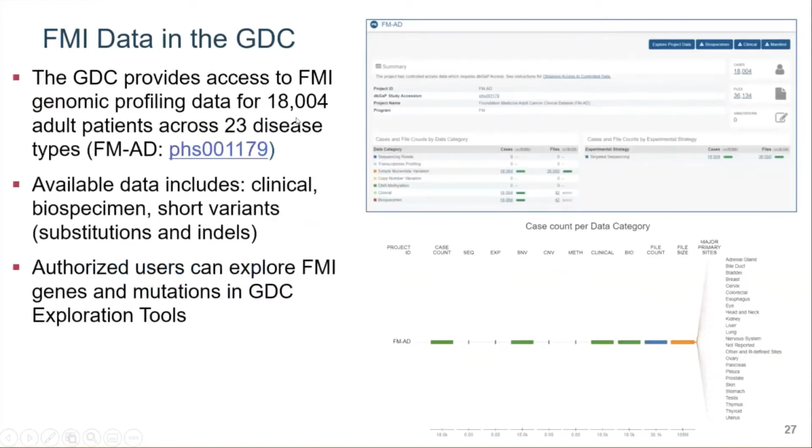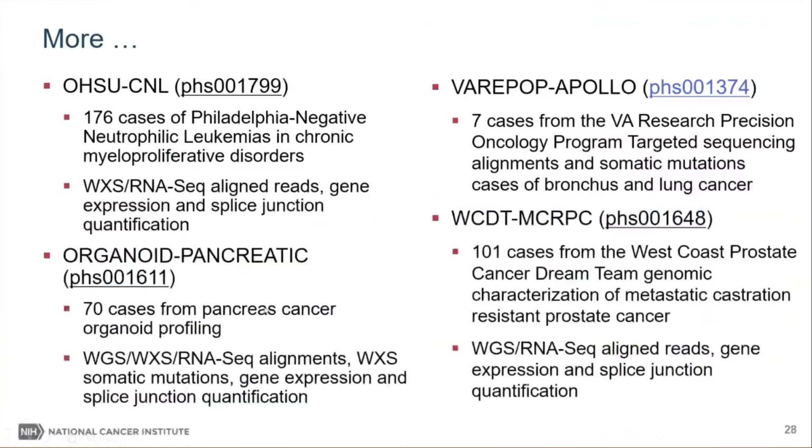For the FMI data, the GDC has over 18,000 adult patients across 23 different disease types that you see here. We have clinical data by specimen, and we have short variants with substitutions and indels. One thing about FMI is we do make the mutations available through exploration, but as controlled access. So a user does have to have authorization to access the data. Those were some of the primary programs that we support. There are more as well.